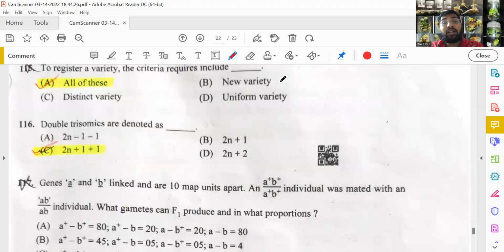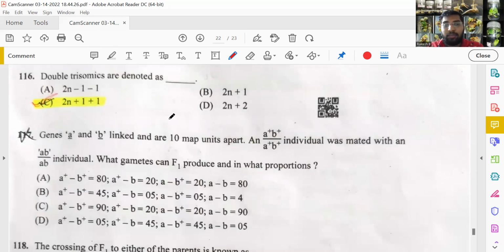All those things. Double trisomy. The name itself says double trisomy is +1 +1. So that is how double trisomy is represented, and even for this answer I'm not sure. So if anybody finds out the answer for this, please post it in the comments for the others who are reading this question paper.